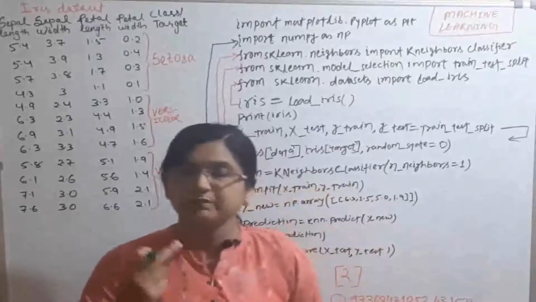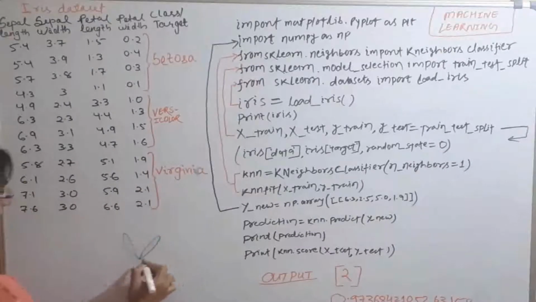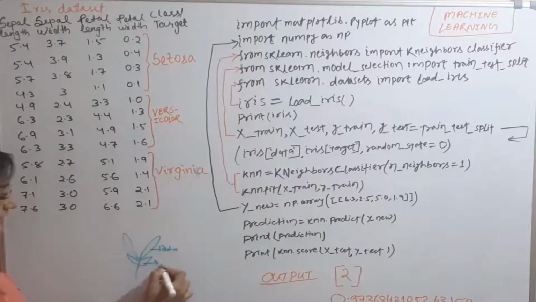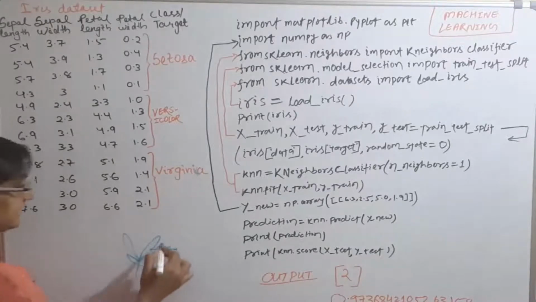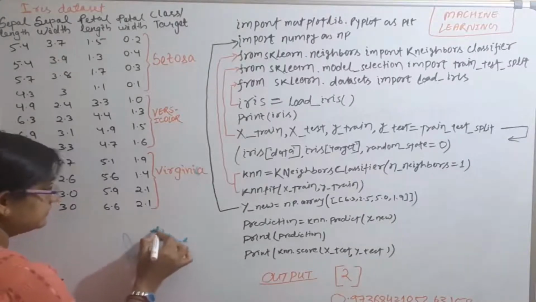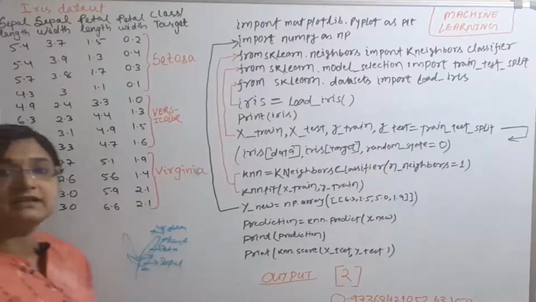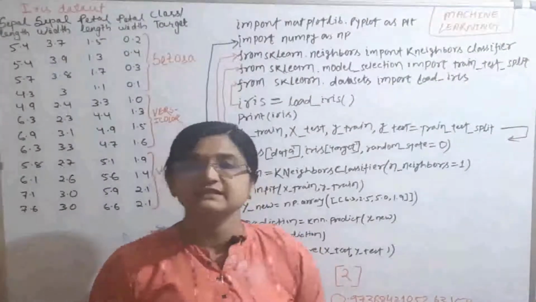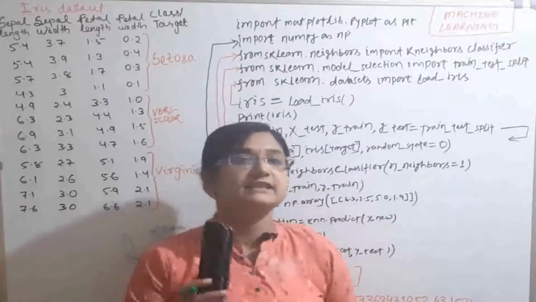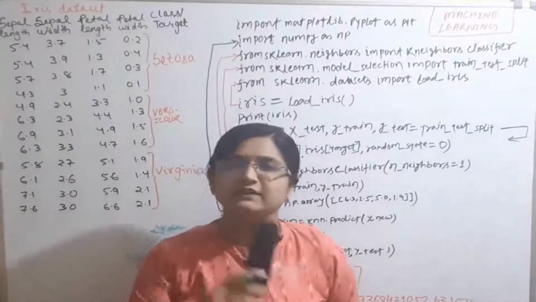So what is a petal? If this is the flower, this is your petal. And these green colored things under the flower, these are your sepals. So I have taken the length and width of the petal, as well as the length and width of the sepal. These four features of the iris flower I have taken, and we will give them as input to the machine and see what the machine detects.